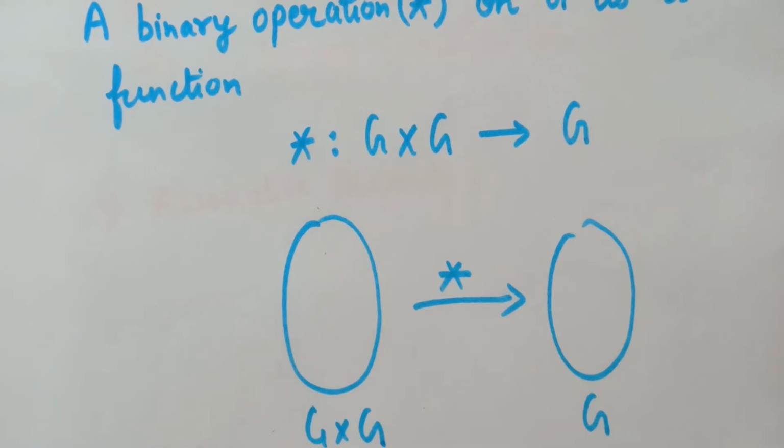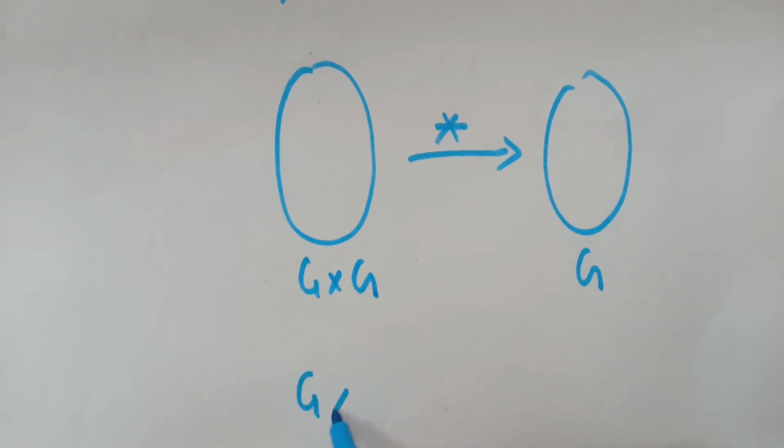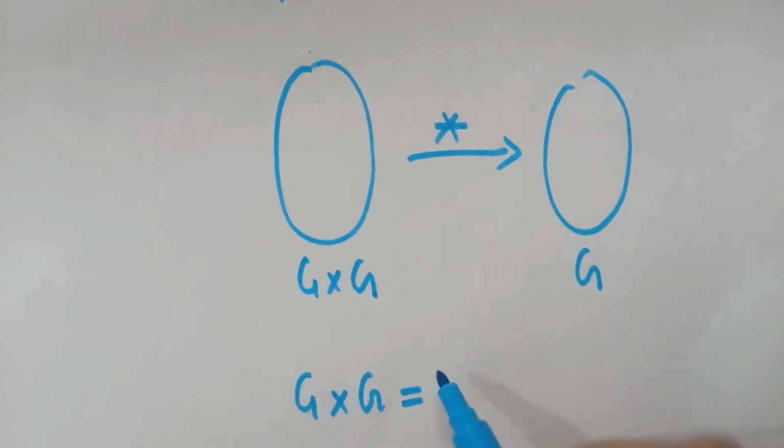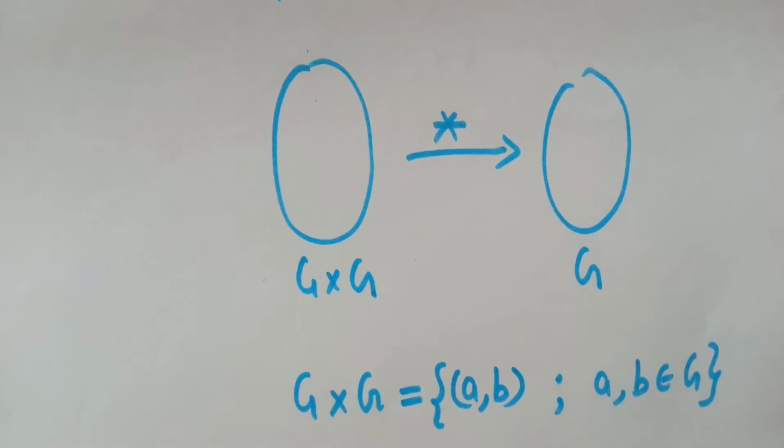Now what is G cross G? G cross G is the Cartesian product of set G with itself, and therefore this set will consist of all ordered pairs of elements of G, and these elements A and B may be same and may be different.